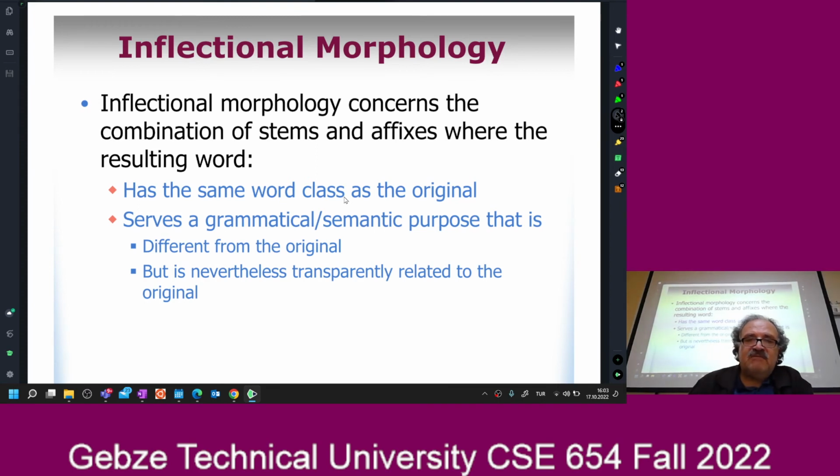for some places, when you say, for example, in English, books are read, okay, you don't say book are read, it has to be books. Otherwise, grammatically, it is not a correct sentence. It is different from the original word-wise, but it is transparently related to the original. It is about book.